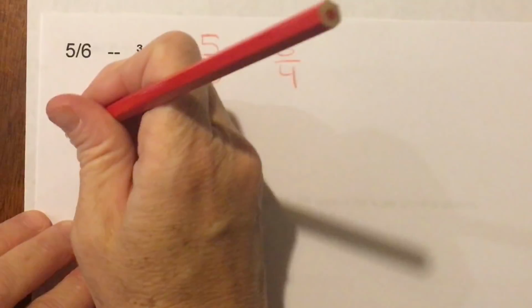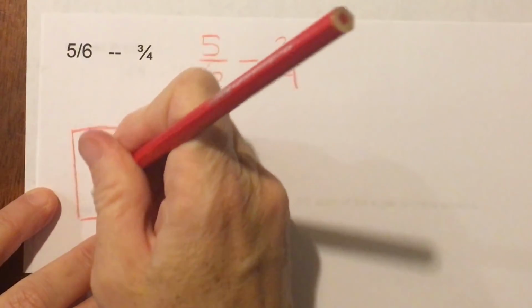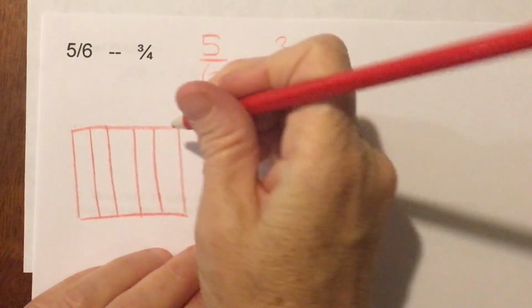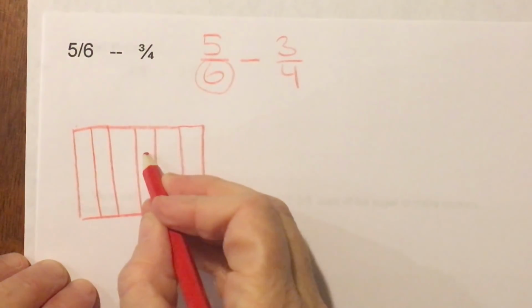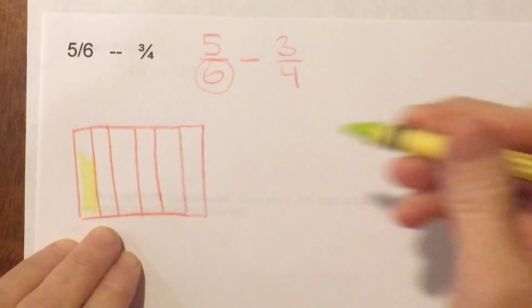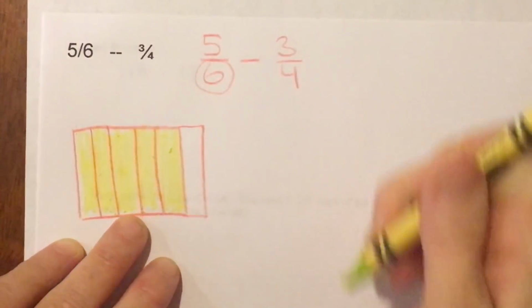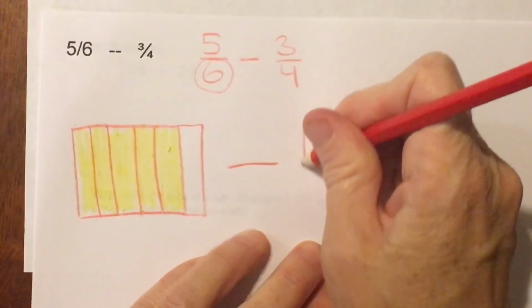Okay, so I'm going to first draw 5/6. So 5/6 looks like this. It's been cut into 5 pieces. 1, 2, 3, 4, 5. I'm sorry. Ooh, I made a mistake, ladies and gentlemen. I apologize. It's been cut into 6 pieces. 1, 2, 3, 4, 5, 6. And I have 5 of them. So let me get my crayon to shade in what I have. Hopefully the yellow shows up good. 1, 2, 3, 4, 5. Okay, so this is what 5/6 is, and I want to take away 3/4.